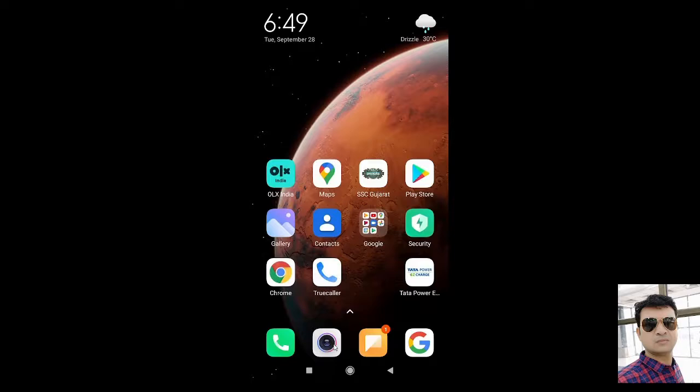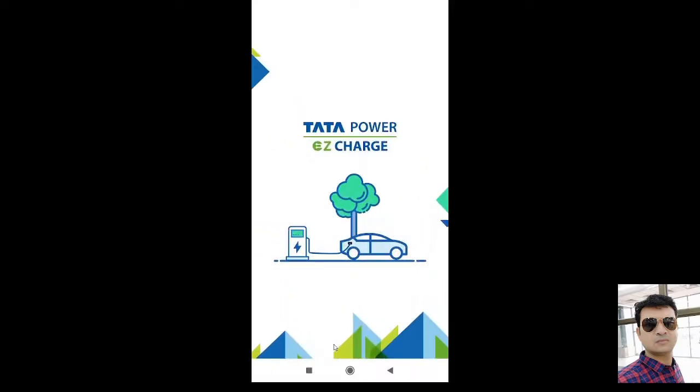Before you buy any electric car or electric scooter, you must know the exact location of the charging station. To know the charging station and its tariff, one application is very useful, that is Tata Power EZ Charge. So now let us try to understand this application. So this one is Tata Power EZ.